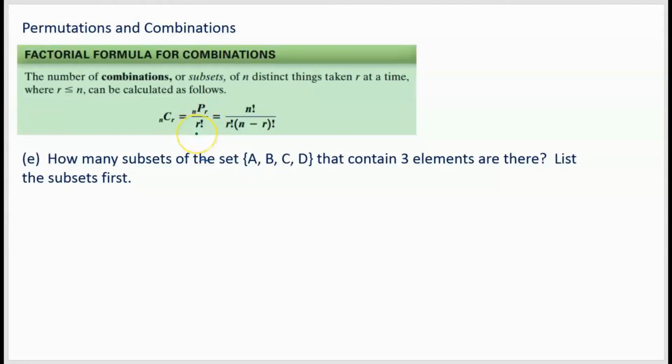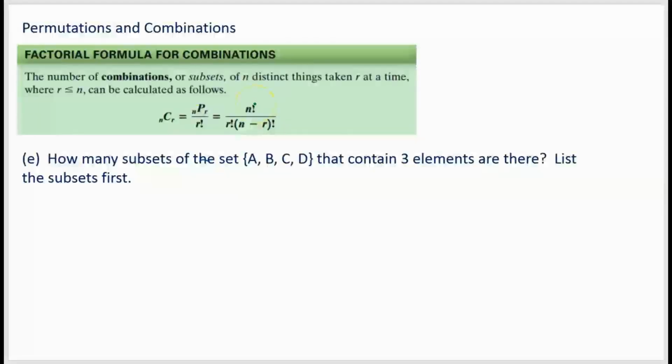You remember, if you have a president and a vice president and a secretary, order matters. But if you have those same three people just making a subcommittee, you've got to divide out all the different permutations of those three people. So that's what that is, dividing out the repeats. And that gives us this formula right here.